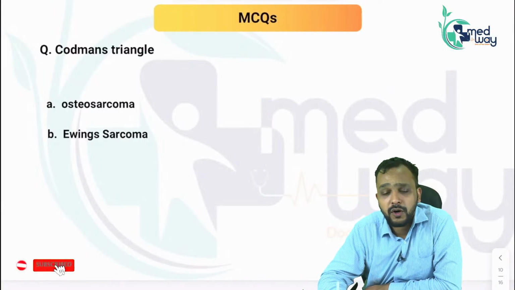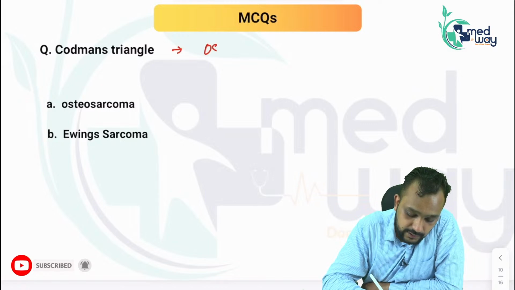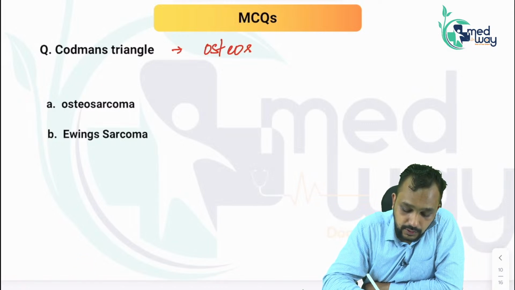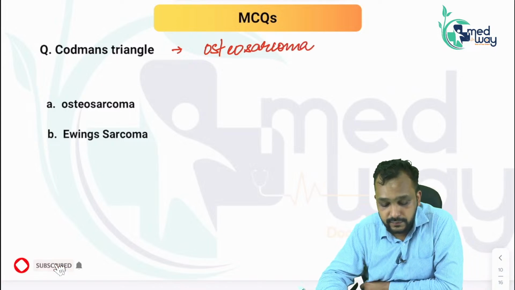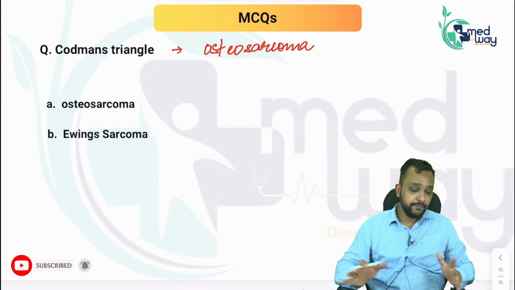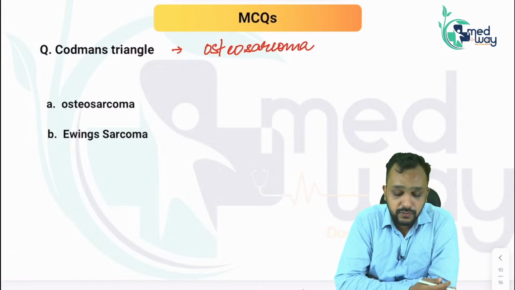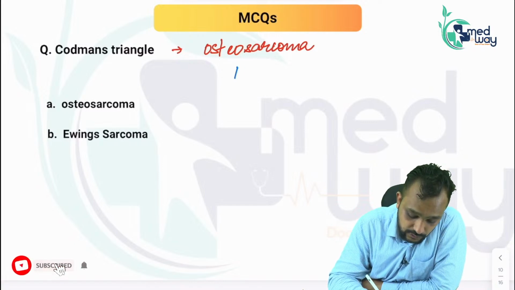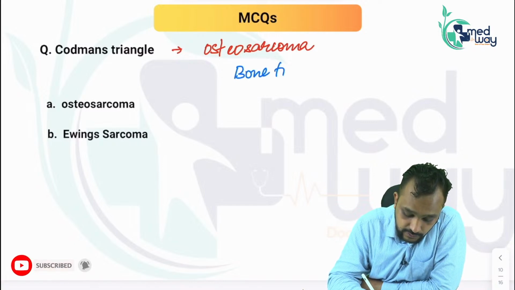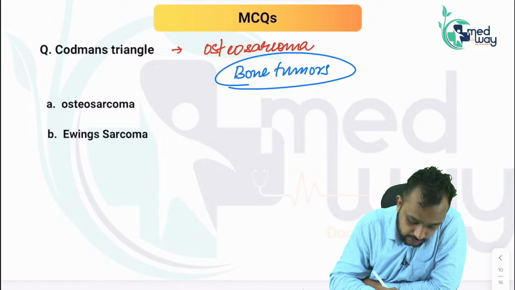Now talking about Codman's triangle, it is a very basic question. We all know Codman's triangle is seen in patients with osteosarcoma, right? So guys, bone tumors, again very important topic, that is again repeatedly asked in your MCQs. Okay, so bone tumors, if I just have to summarize for you guys, so always remember the main protocol, that is your ELTA protocol.